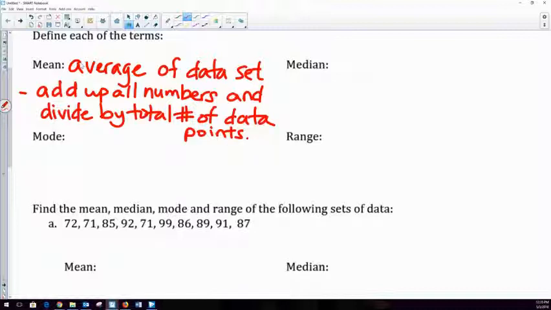We worked with the median yesterday. The median is just the middle number. Some of you discovered yesterday that if you don't put the numbers in order from least to greatest, you're not able to figure out the correct median. So remember that you want to always first order numbers from least to greatest.